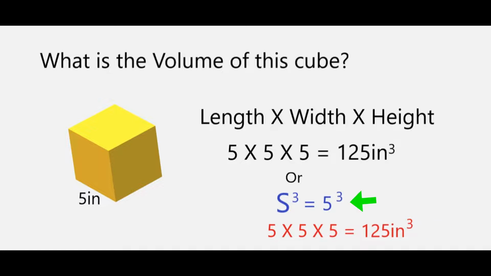When you write 5 to the third power, you can see there it's written 5 with a 3 up in the right-hand corner. That means the number times itself 3 times. 5 times 5 times 5.